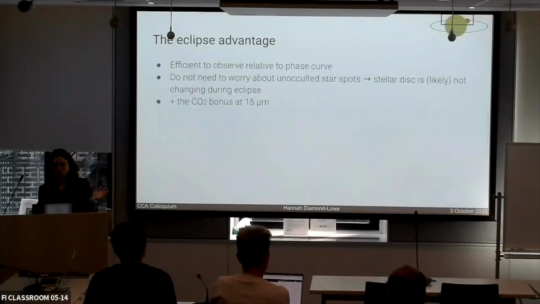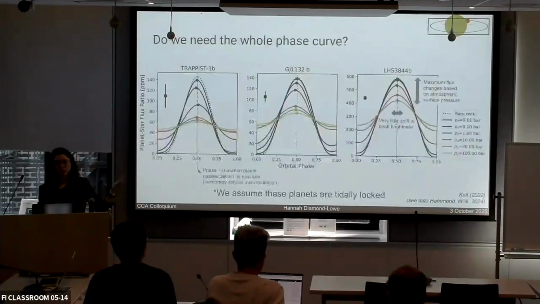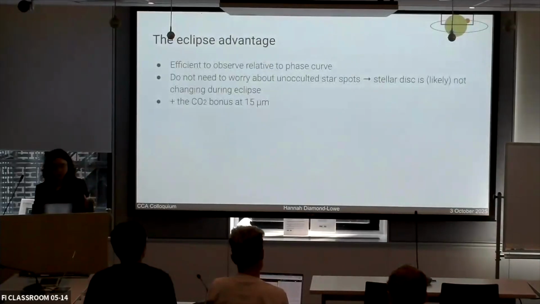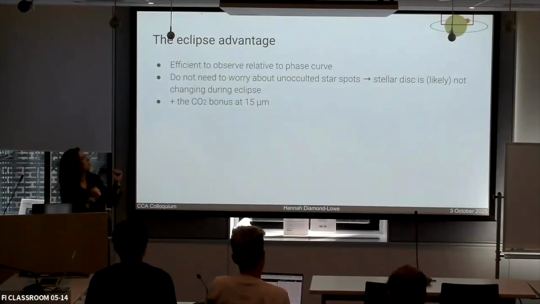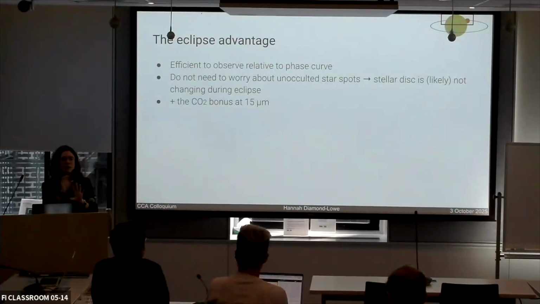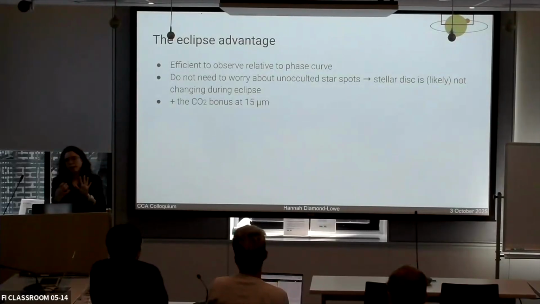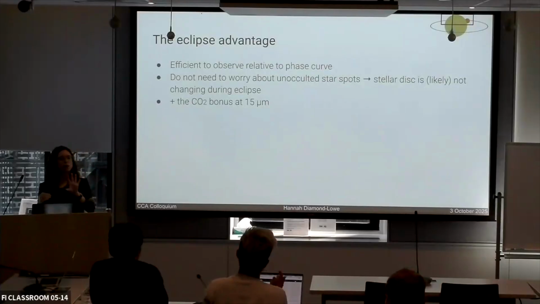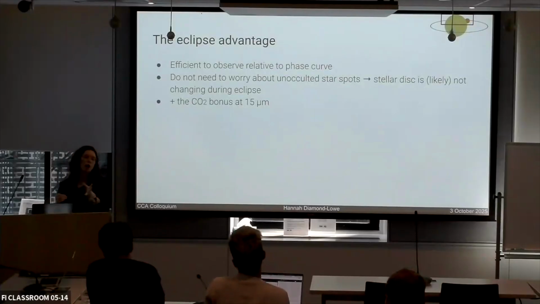So the answer here is to go for this eclipse, sort of an occultation or eclipse. That's when the planet goes behind the star. Okay. Many advantages to an eclipse that we've gone over now. It's more efficient than a phase curve. You need to worry less about these unocculted star spots because the planet is not occulting them. The stellar face is not changing from before, during, to after the planet's occultation. We can especially assume this because the rotation periods of these stars are usually on order 100 days. They're not changing much in the few hours it takes for the eclipse to happen.